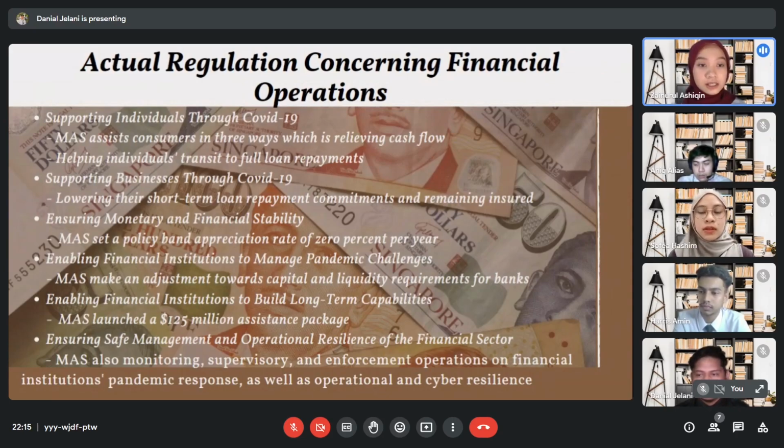Last is ensuring safe management and operational resilience of the financial sector. MAS has also prioritized monitoring, supervisory, and enforcement operations on financial institutions' pandemic response, as well as operations and cyber resilience. MAS aggressively encourages customers to conduct their transactions using online channels such as internet banking or business or customer service portal. Next slide.